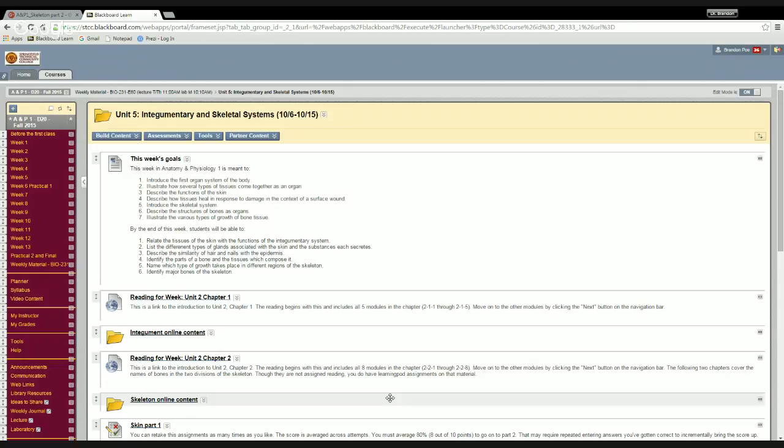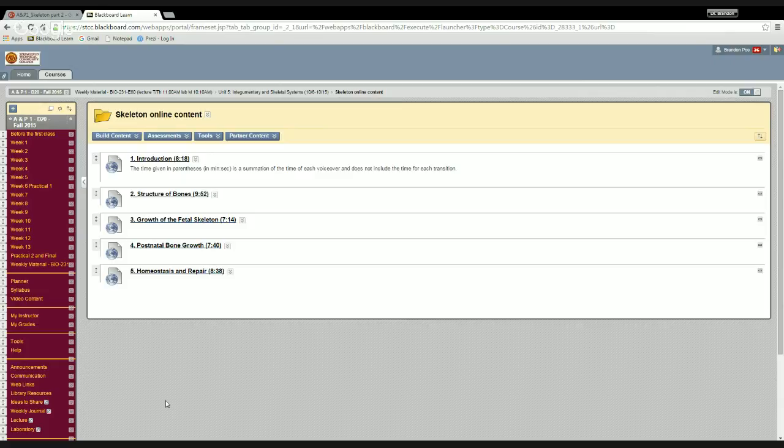I started doing something a little differently at the request of a student, and hopefully you noticed this. When you go into the online presentation material, I'm now putting a timestamp on it so you know how long it is, so that whenever somebody looks in one of these folders, they know what that means. On the first one, I'm putting a little note that says the time given in parentheses is in minutes and seconds, and it's a summation of all of the voiceovers.